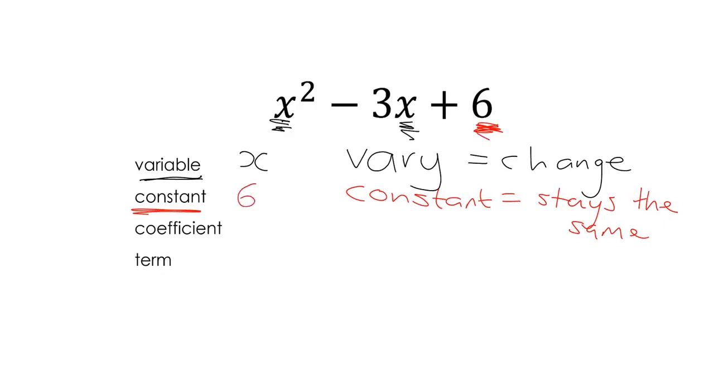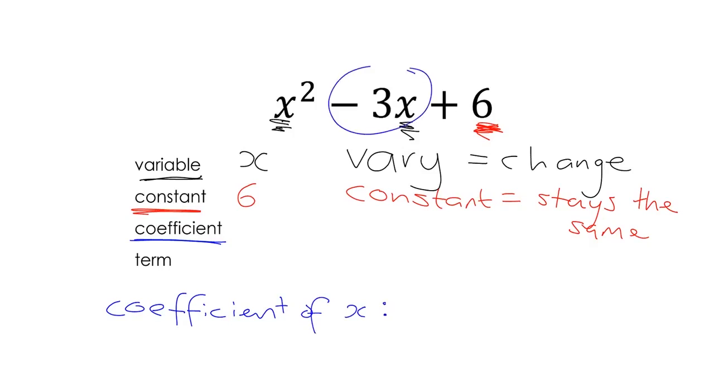Next we have the coefficient. Now, a coefficient is the number that one of the variables is multiplied by. Here we've got two different coefficients we can look at. First, we've got the coefficient of x. If we look here, we see that the variable x is multiplied by a number that is minus 3. So, we can write the coefficient of x as minus 3.